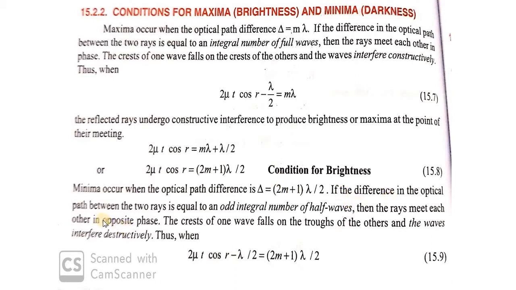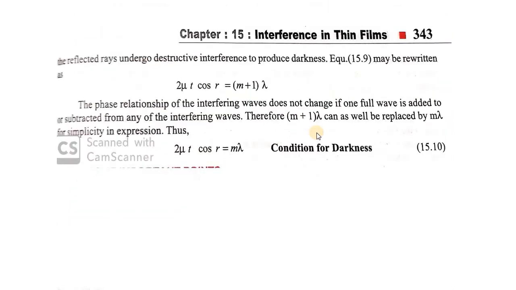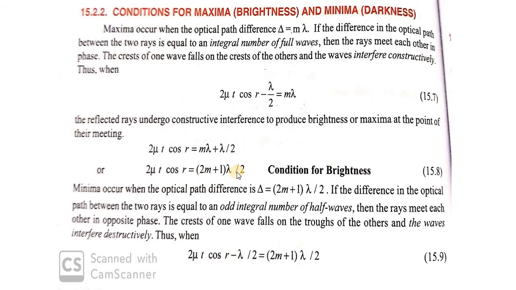If the optical path difference between the two rays is an odd integral number of half waves, that is, equivalent to an odd integral number of half the wavelength, then the rays meet each other in opposite phase. And this opposite phase indicates a destructive interference, in the sense that the crest of one wave meets the trough of the other, and there it undergoes a destructive interference, and that is 2 mu t cos r minus lambda by 2 is equal to 2m plus 1 lambda by 2.